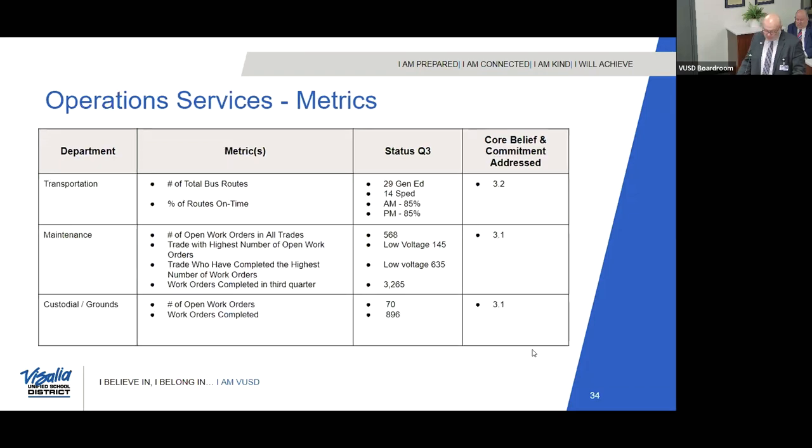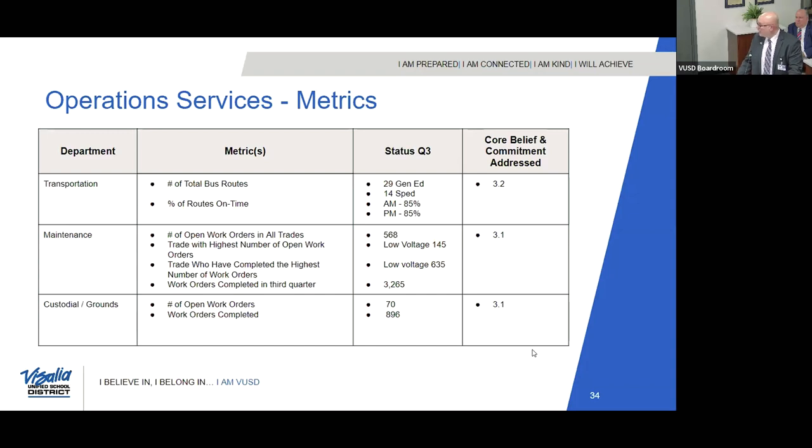Transportation, I'm going to have a little bit more to say about transportation at the end, but we've still got our 29 gen ed routes and 14 routes. We're hovering around 85% on time. We're still struggling a little bit with having enough bus drivers. We are still a little bit short, but we're actively recruiting and trying to hire as we go.